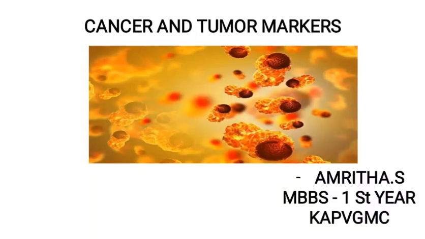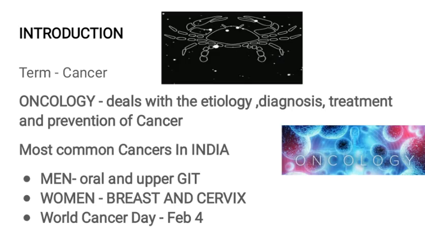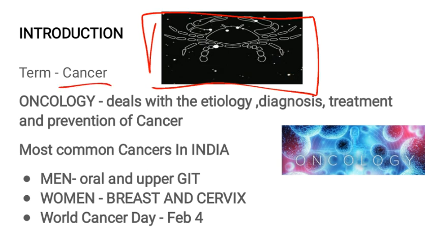Today we'll be discussing cancer and tumor markers. We all are very familiar with this picture, right? This is a picture of the zodiac sign Cancer. What is the relation between this zodiac sign and our topic? The word cancer has been derived from a Sanskrit term called Karkitakam, which means crab. This name was chosen because the veins present in the cancer-affected area have a striking resemblance to the crab's limbs.